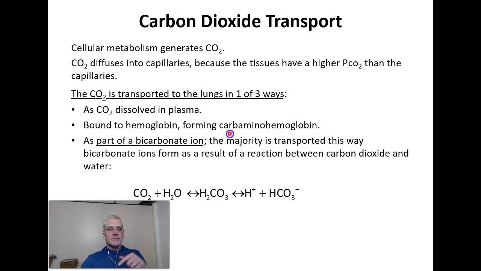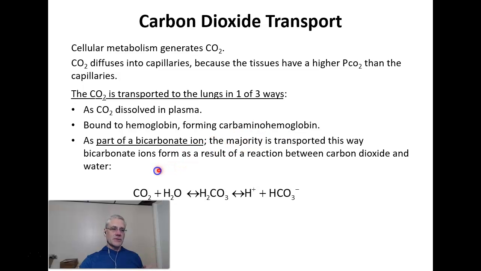Remember before, the last graph that I showed you, carbaminohemoglobin will not allow oxygen to bind to it. So it will compete with oxygen. But where would this happen? This would happen at tissues where there is a high partial pressure of carbon dioxide.